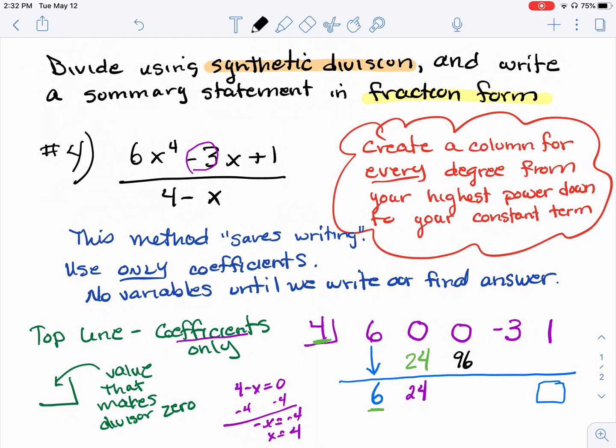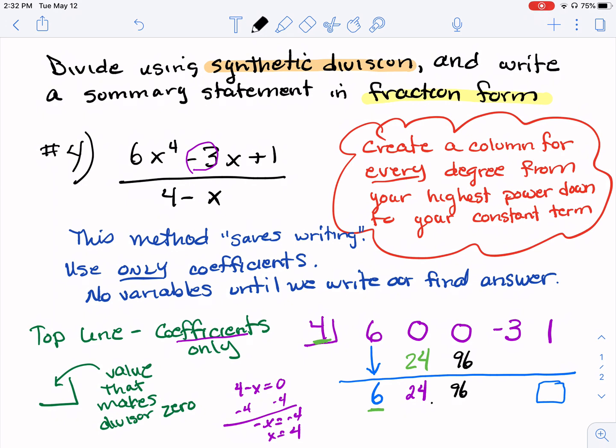So I did a bring down, I did a multiply, 4 times 6 is 24, 0 plus 24 is 24, adding straight down. Now I'm going to take the 4, multiply it by the 24 below the line, it got the 96, I wrote it in the next column over, up above the horizontal line. Now we add straight down, so 0 plus 96 is 96.